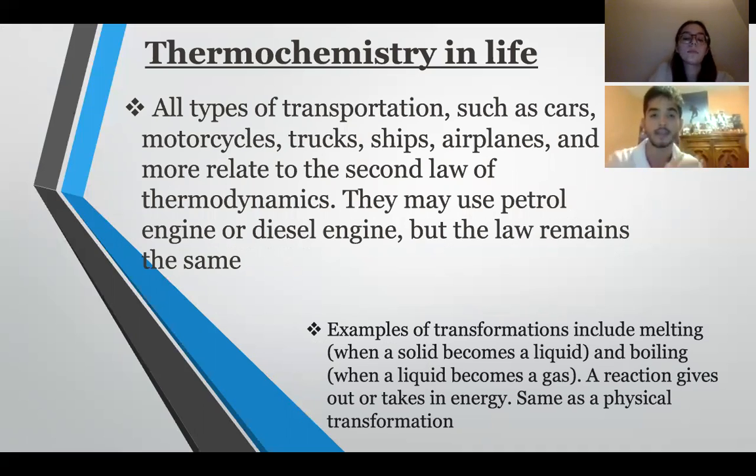So what does that mean? It doesn't matter if the car is, for example, electric or a regular car. It's the same thing, the law remains the same. Another example includes melting, when a solid becomes a liquid, and boiling, when a liquid becomes a gas. A reaction gives out or takes in energy, same as a physical transformation.